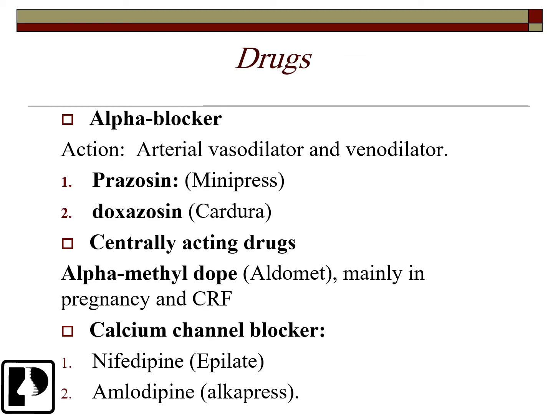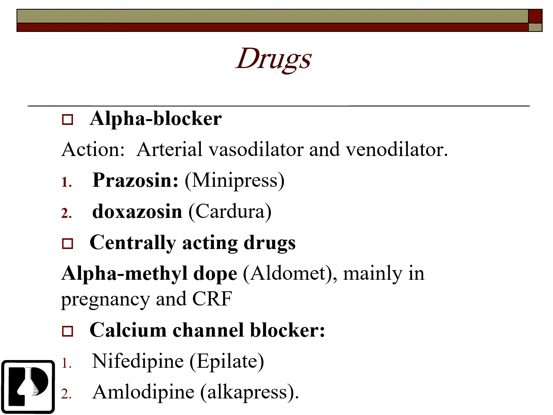Alpha blocker works on the alpha receptors, causing arterial vasodilatation and venodilatation. The important drugs are prazosin or Minipress, and doxazosin or Cardura. Centrally acting drugs work on the ganglia or brain, mainly alpha methyldopa or Aldomet, and are mainly used in pregnancy and chronic renal failure, because these drugs do not cross the placental barrier, so they will not go to the fetus.